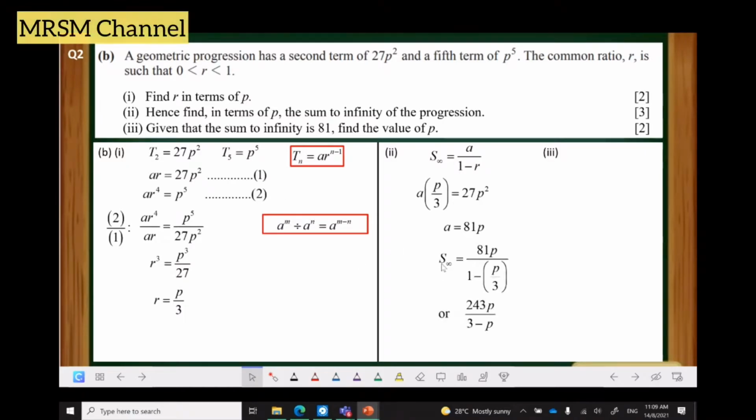So S infinity is equal to 81p, ini A, over 1 minus R. R kita adalah P over 3. Okay, so dia sebenarnya ini pun dah dikira jawapan akhir. Ataupun you all nak simplify, kita equate the denominator yang bawah ni. So kita akan dapat 3 minus P over 3 and then simplify dapat 243P over 3 minus P. Okay, actually yang ini pun dah dianggap sebagai jawapan akhir. This one or this one will be considered as your final answer.